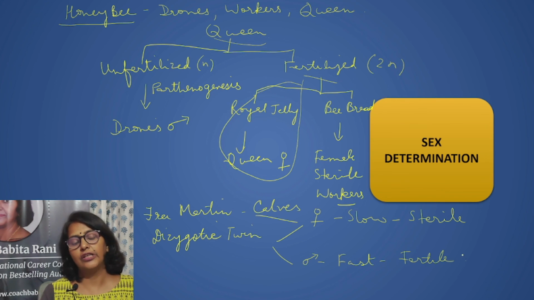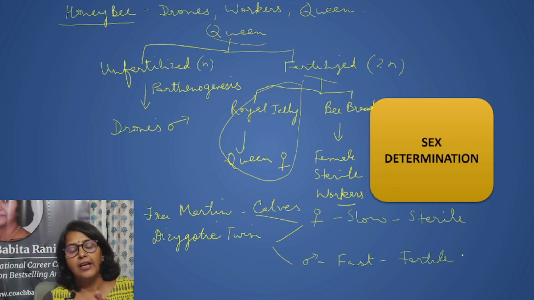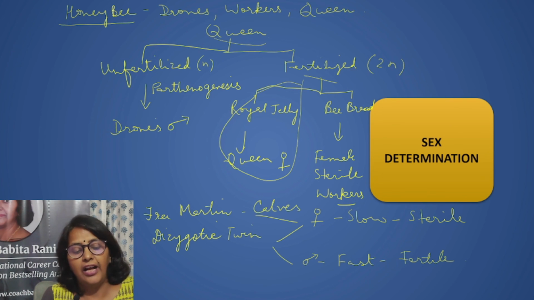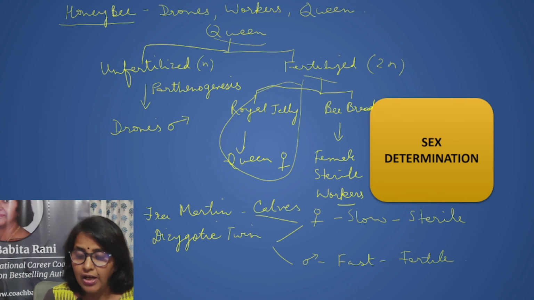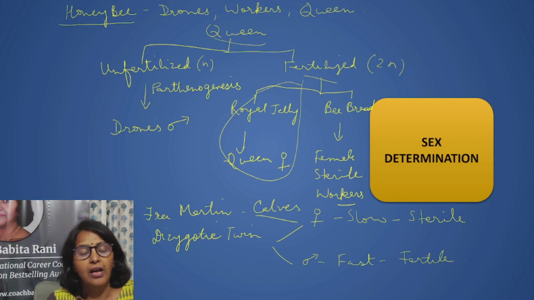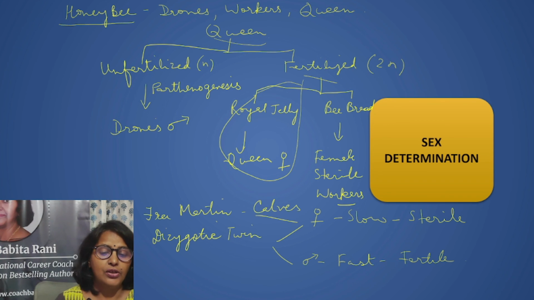What happens is, because the development of male is fast, it starts producing the male hormone, and that regresses the development of female and results in a sterile female. So this is another example of how male and female are decided. If the development is fast, that will result in a male. If the development is slow, that will result in a female. So these are different ways by which sex is determined in animals.